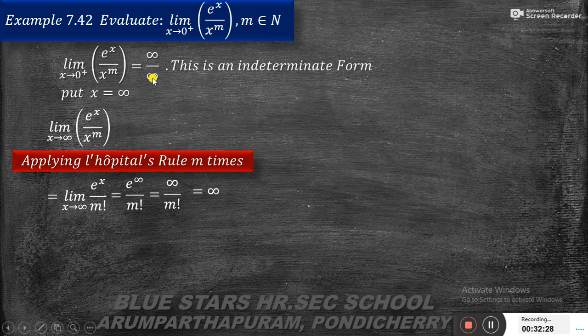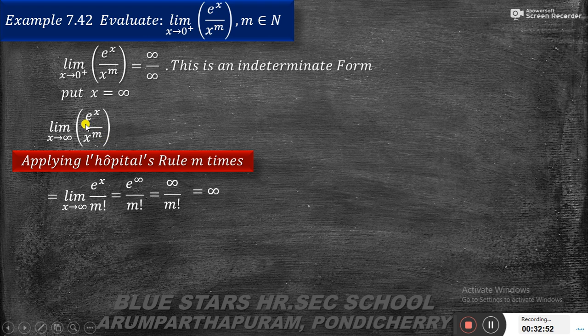So infinity by infinity is an indeterminate form. Put x equal to infinity, and we get infinity by infinity, an indeterminate form. Here infinity will come as the limit as x tends to infinity. So infinity by infinity is indeterminate, and after the indeterminate form we apply L'Hopital rule.